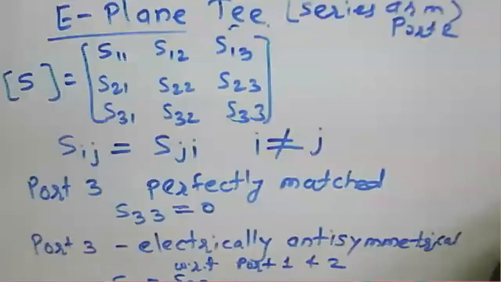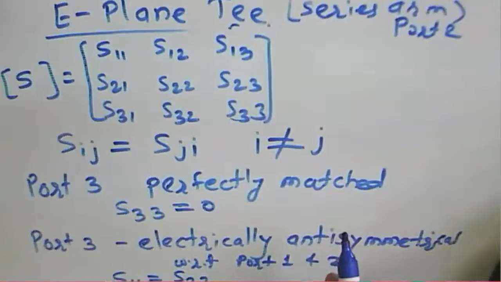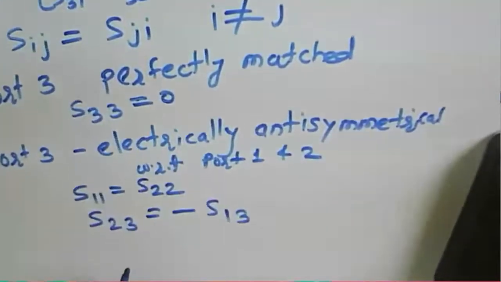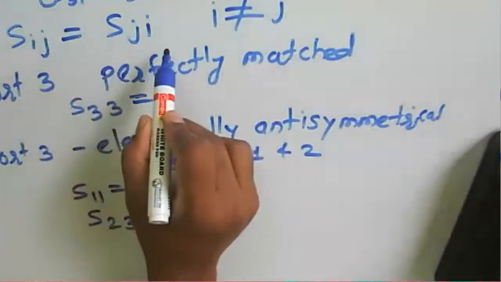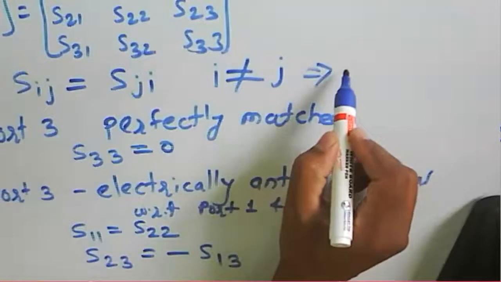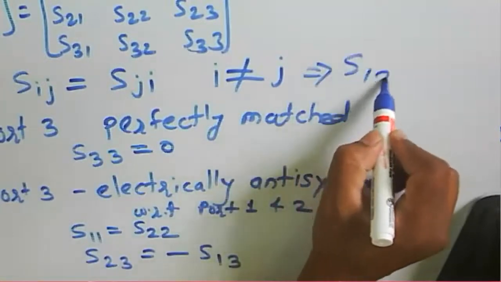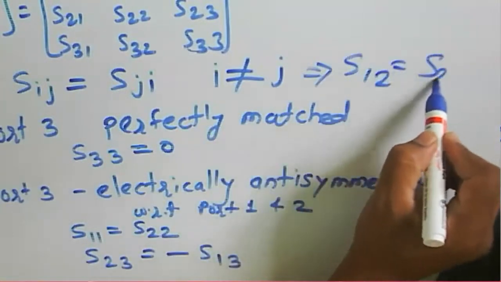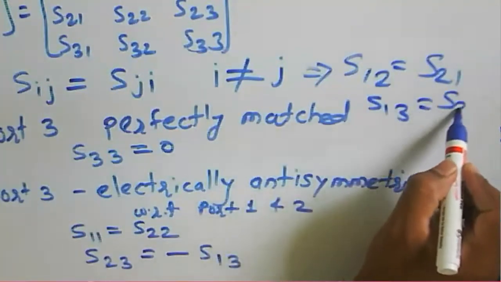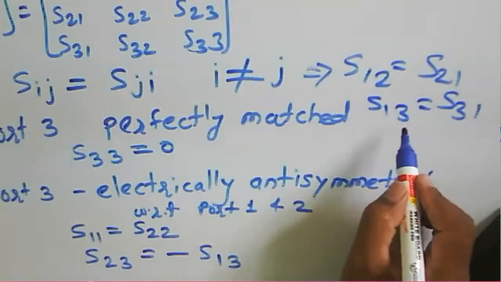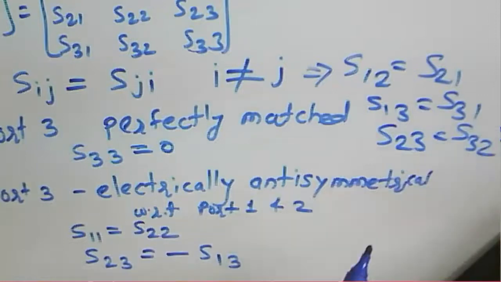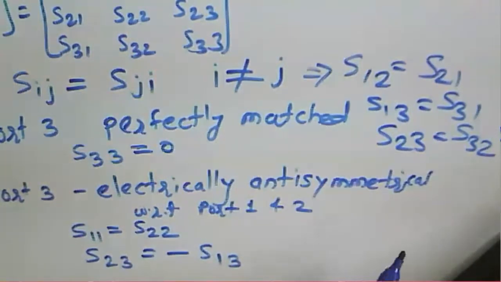S11 is equal to S22 and S23 is equal to minus S13. And then from the symmetry property, again we say that Sij is equal to Sji. It is about a symmetrical property. So from this, we can find out that S12 is equal to S21, S13 is equal to S31, then S23 is equal to S32. Now this one is about a symmetrical property.